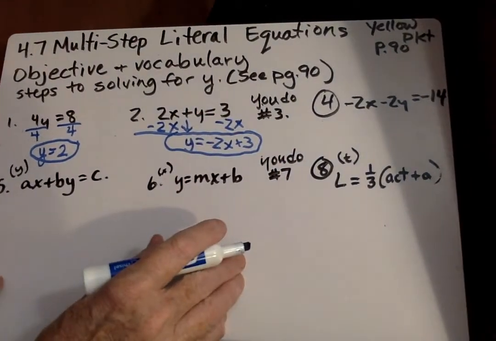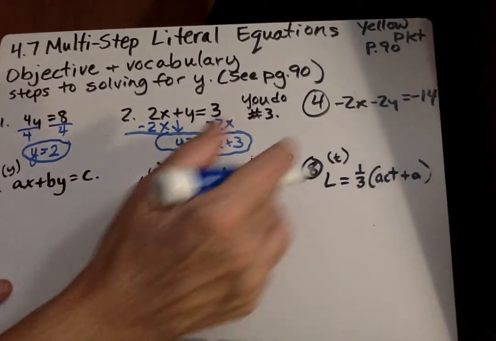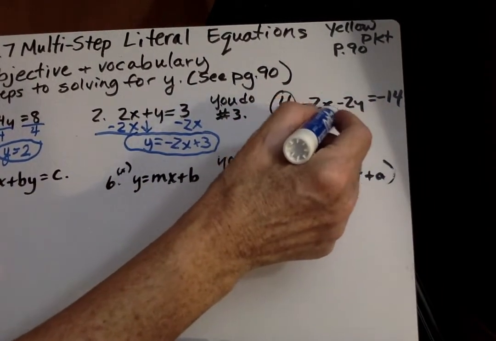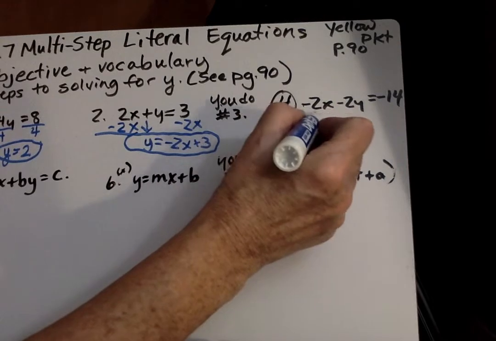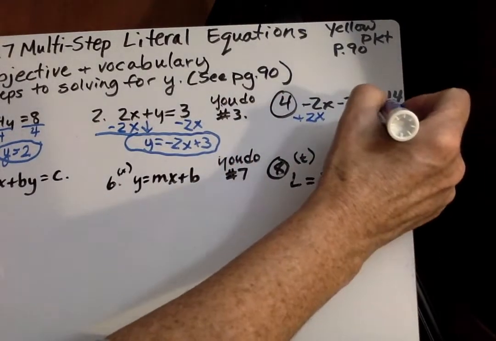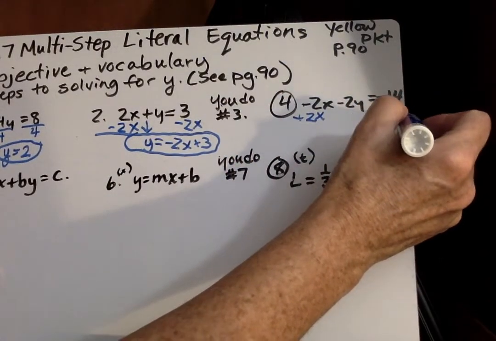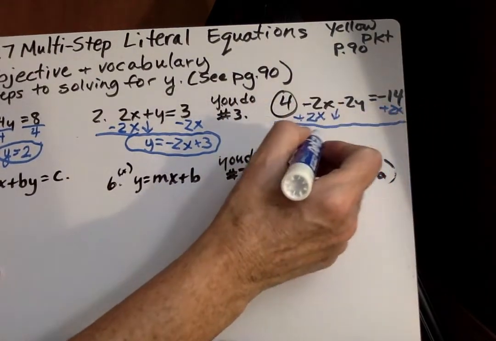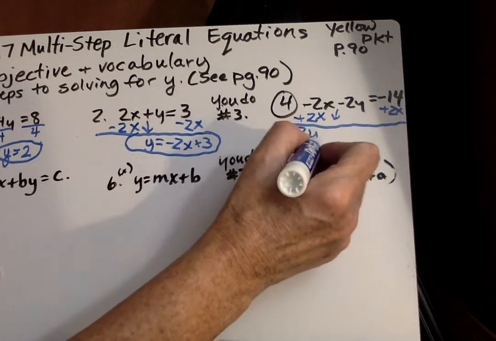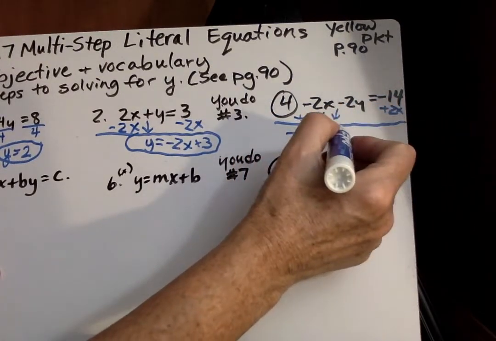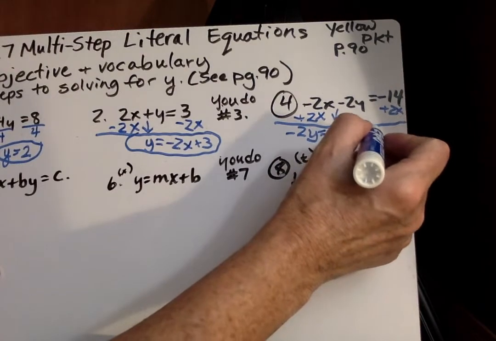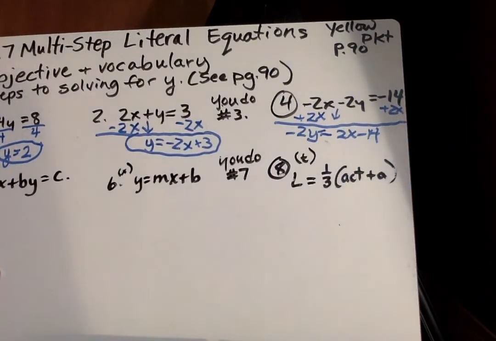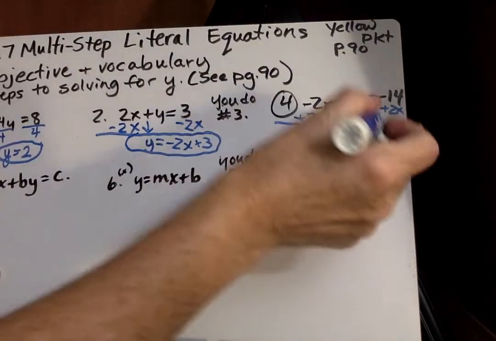Okay, I'm going to go ahead and do number 4 over here. We're going to move the 2x by adding. Now again, I cannot combine the negative 14 and the 2x. I'm going to bring this down, and I'm going to write it clear over here. And I'm going to put 2x minus 14. Usually you want the ones with the variable first and then the numbers last.